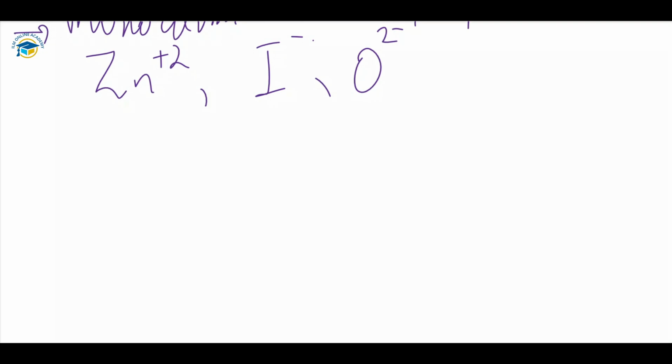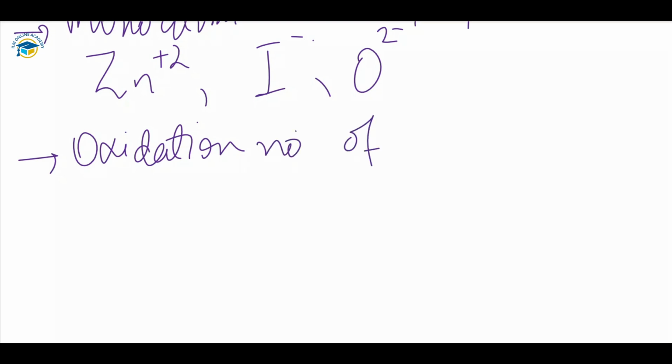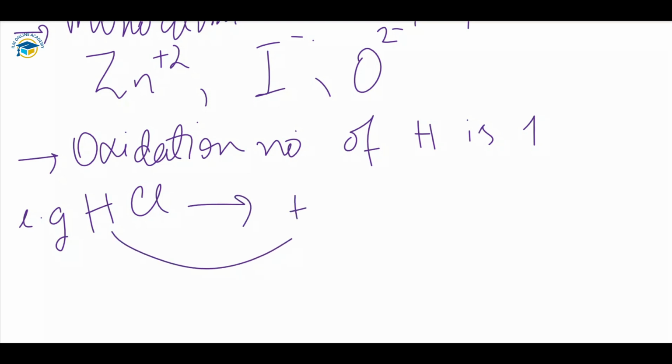we have the oxidation number of hydrogen, that is usually +1. Oxidation number of hydrogen is usually +1. I'm not talking about hydrogen that is present in H2 state. I'm talking about in some compounds. For example, we have HCl. So I'm not talking about the hydrogen gas, I'm talking about the compound. The oxidation number of hydrogen here is +1, and that of chloride ion is -1.